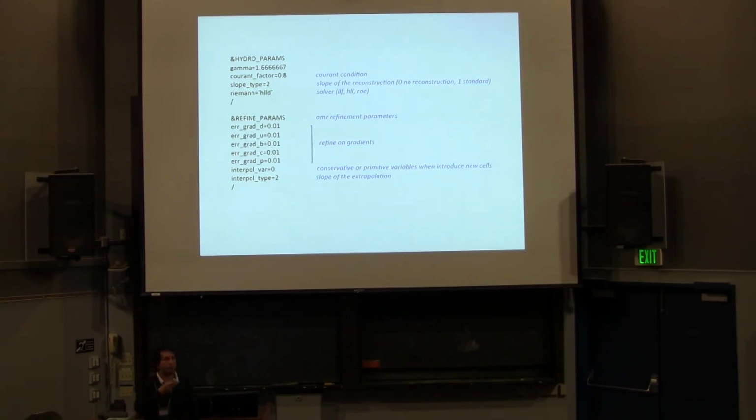If you don't pay attention to that, the code will be unstable and crash immediately. So you have different strategies which give you different accuracy and different stability. Typically, the more stable, the less accurate. Zero means no reconstruction, so you have just a first order scheme, very diffusive but very robust. One is kind of standard, almost second order, not exactly. And usually it does not crash, not always.